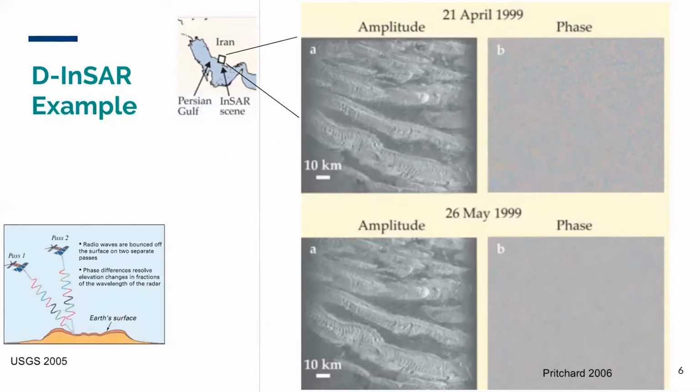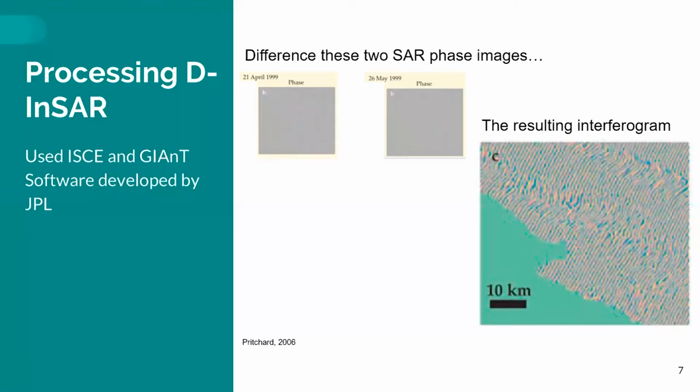But when you differentiate, when you subtract the second phase image from the first, you start to get an image. When we processed this, we used ISCE and GIAnT software developed by JPL, which is a little bit different from what is used in the study that I'm showing here. But we start to get an interferogram. This one by itself doesn't really give us too much info.